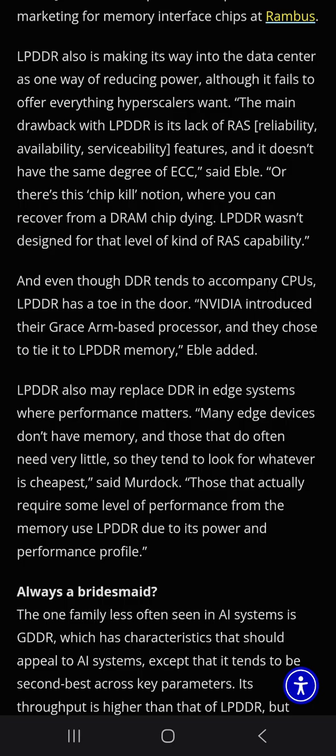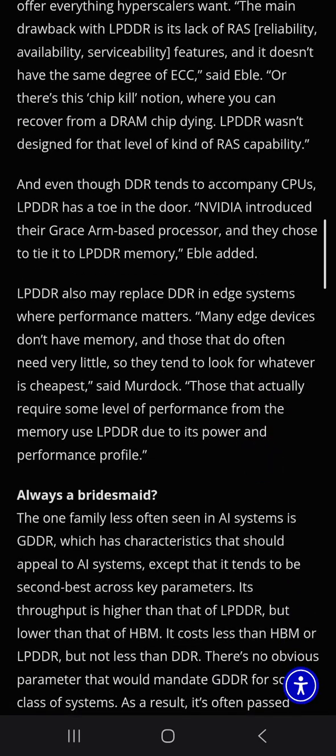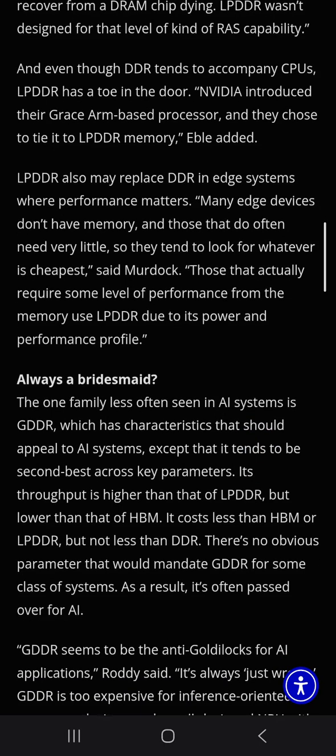NVIDIA introduced their Grace ARM-based processor, and they chose to tie it to LPDDR memory. LPDDR also may replace DDR in edge systems where performance matters. Many edge devices don't have much memory, and those that do often need very little, so they tend to look for whatever is cheapest, said Murdoch. Though that actually requires some level of performance from the memory, so they use LPDDR to reach a power and performance profile.